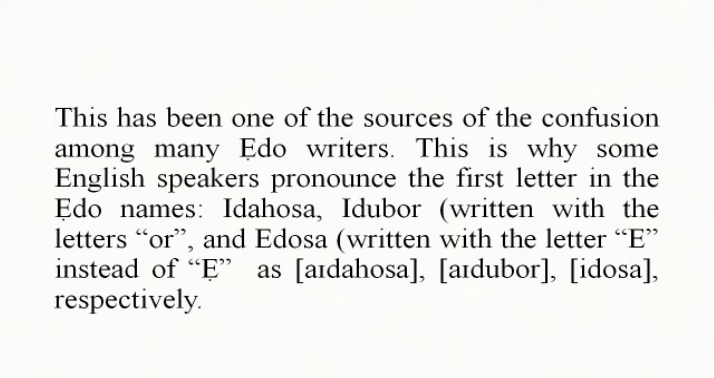Because a friend who was in England, in the mid-70s, was in the class, as a new student. And then the lecturer was reading from the list. And he saw Idahosa, what is pronounced Idahosa, and he said, Idahosa. And the young man said, no, it's not Idahosa, it is Idahosa. He said, okay. Then he now wrote the name with E, the letter E as in evening. So you see the confusion.